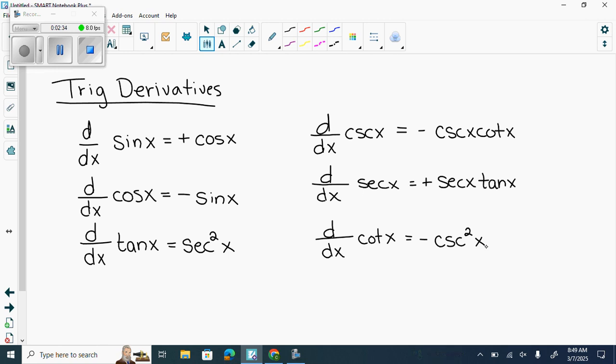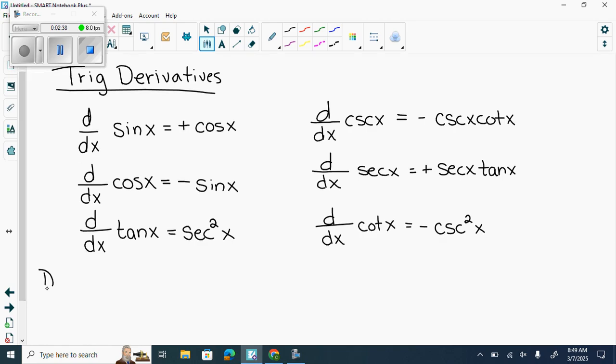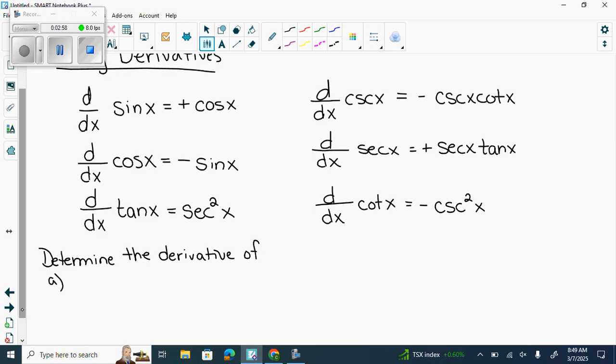So why does this pop into chain rule? Well, determine the derivative of... Good job. Before we do chain rule, we're going to do one easier one.